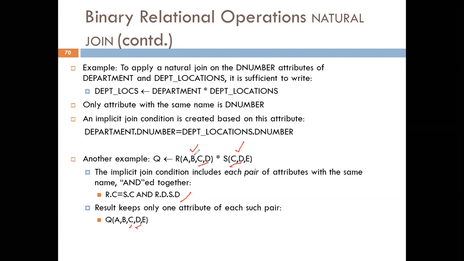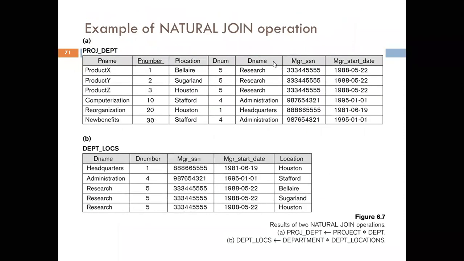So totally this has 4 attributes and this has 3, but in the result only 5 are present because 2 are considered duplicates. C is present 2 times and D is also present 2 times, but in the result each will be present only once. So this is the result of the operation.